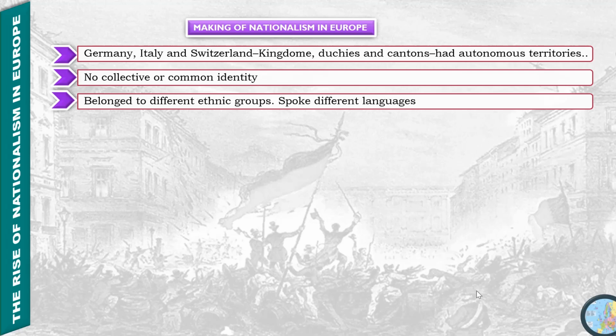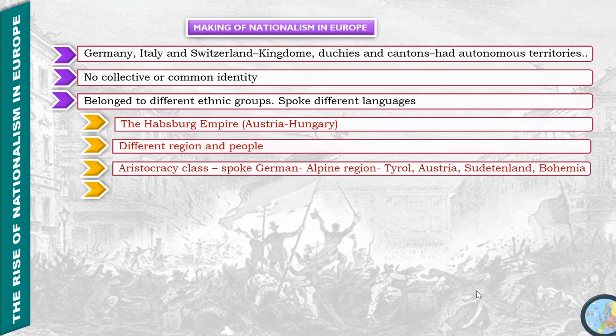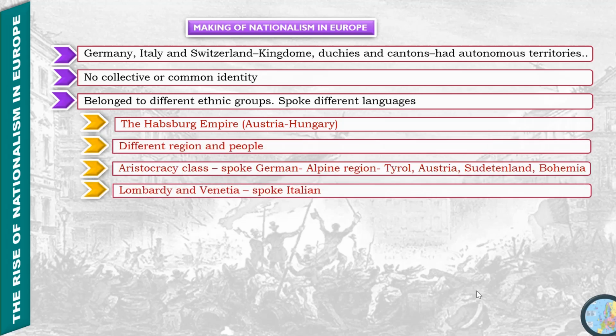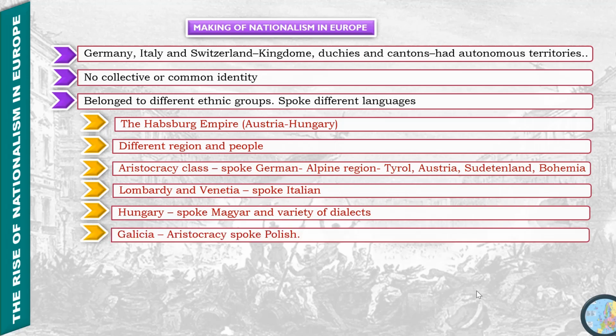The Habsburg Empire that ruled over Austria-Hungary, for example, was a patchwork of many different regions and peoples. It included the Alpine regions, the Tyrol, Austria, and the Sudetenland, as well as Bohemia, where the aristocracy was predominantly German speaking. It also included the Italian speaking provinces of Lombardy and Venetia.